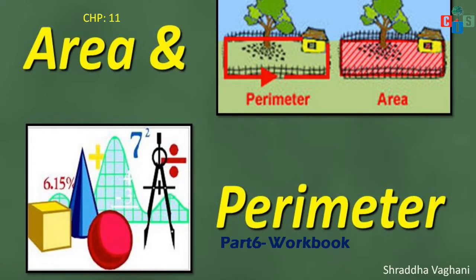Today we are going to do the workbook of chapter 11, that is area and perimeter. We have completed the textbook and we are going to revise the chapter and likewise do the workbook. So what we have studied in this chapter is mainly the area and the perimeter.